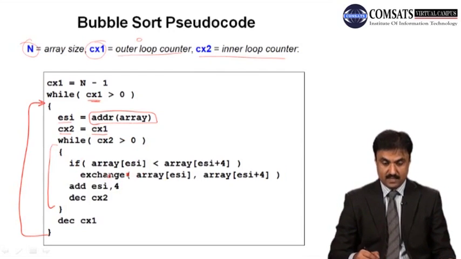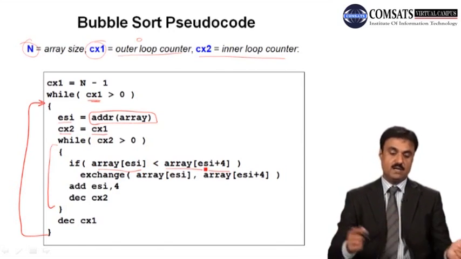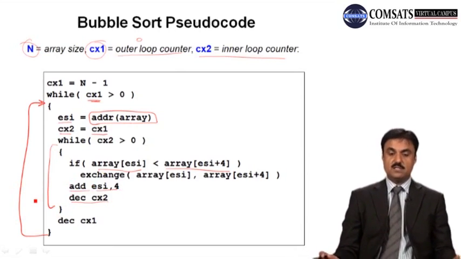So this one is: if the first element is greater than the next element, then we can exchange, and we add ESI, and decrement ECX, and we continue this loop. So this is one of the examples.